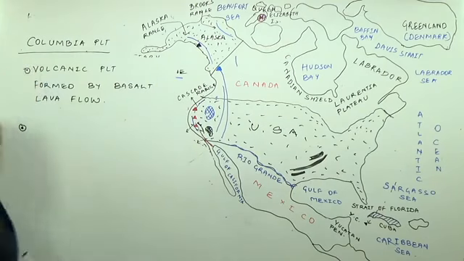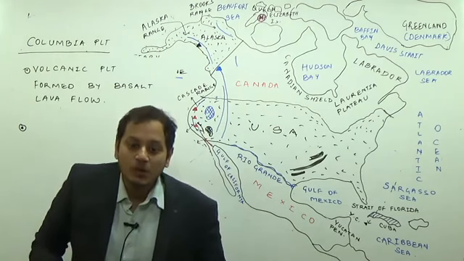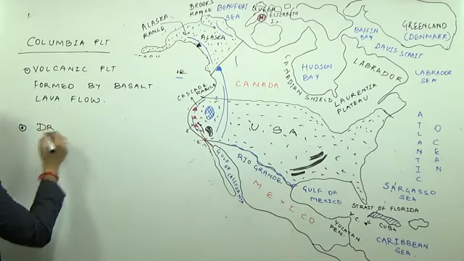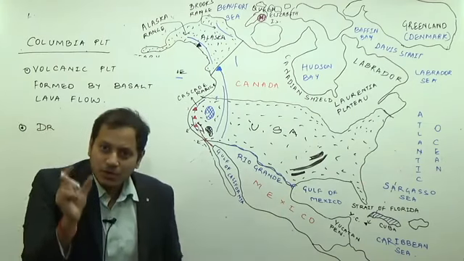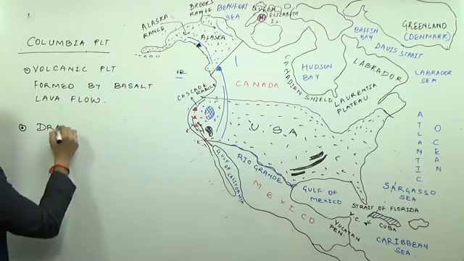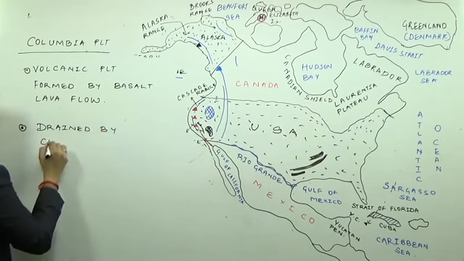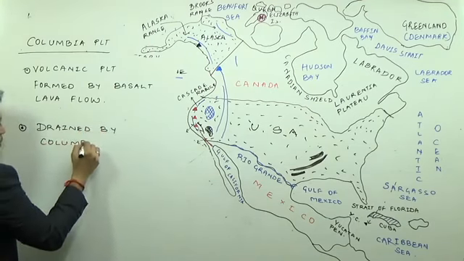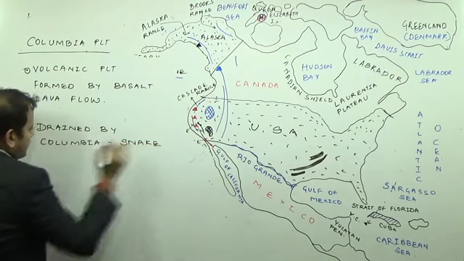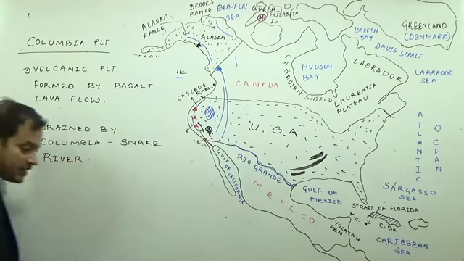Now the second point of the Columbia Plateau is, why is it known as the Columbia Plateau? It is known as the Columbia Plateau because it is drained by the Columbia Snake River system. That is, the main river is the Columbia River, while its tributary is the Snake River. So it is drained by the Columbia Snake River.